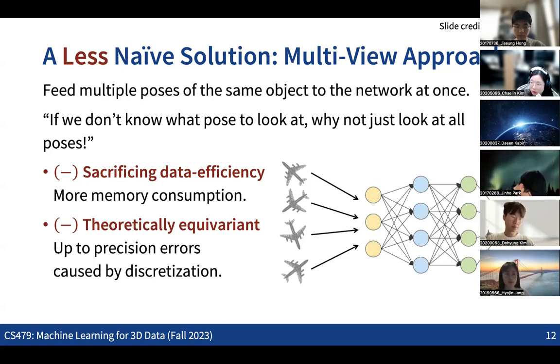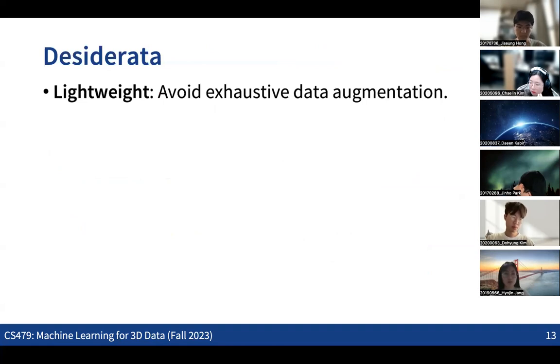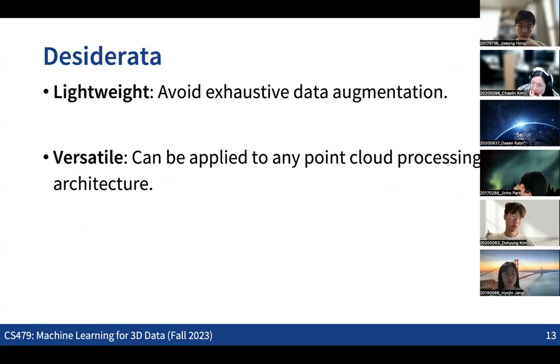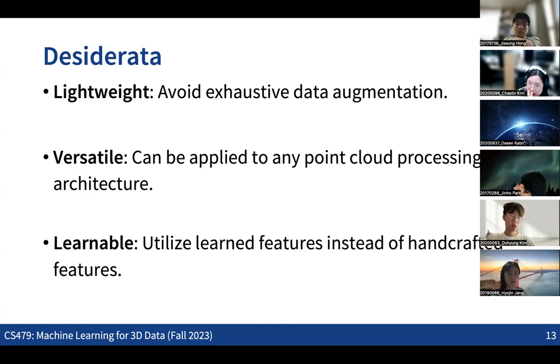But compared to this, we want a better architecture, which is lightweight in that we avoid data augmentation. We also want an architecture that can be applied to any point cloud processing architecture, any variant of PointNet, without making a specialized architecture to achieve these properties. And the other thing is that we want the whole process to be learnable, having learned features rather than handcrafted features.